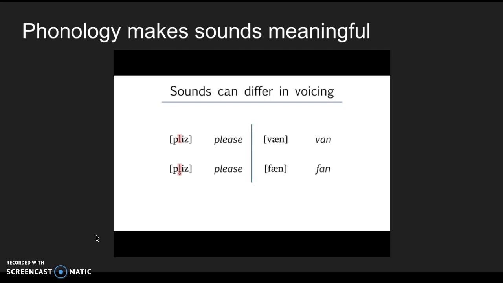In the words van and fan, each word begins with a labiodental fricative. In van, the fricative is voiced, and in fan, it's voiceless. In this case, the difference in voicing is meaningful. It leads to an entirely different word, and all fluent speakers notice this difference. Within the mental grammar of English speakers, the difference between voiced and voiceless sounds is meaningful in some environments, but not in others.